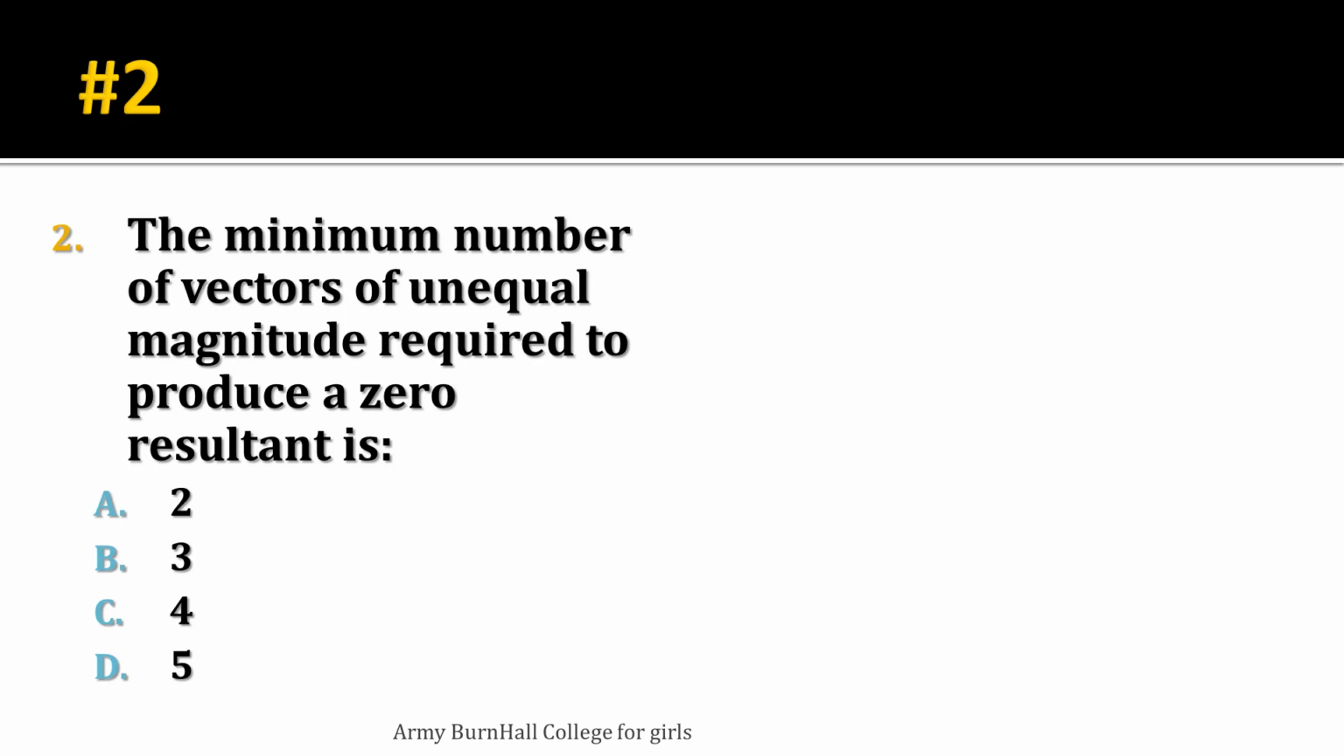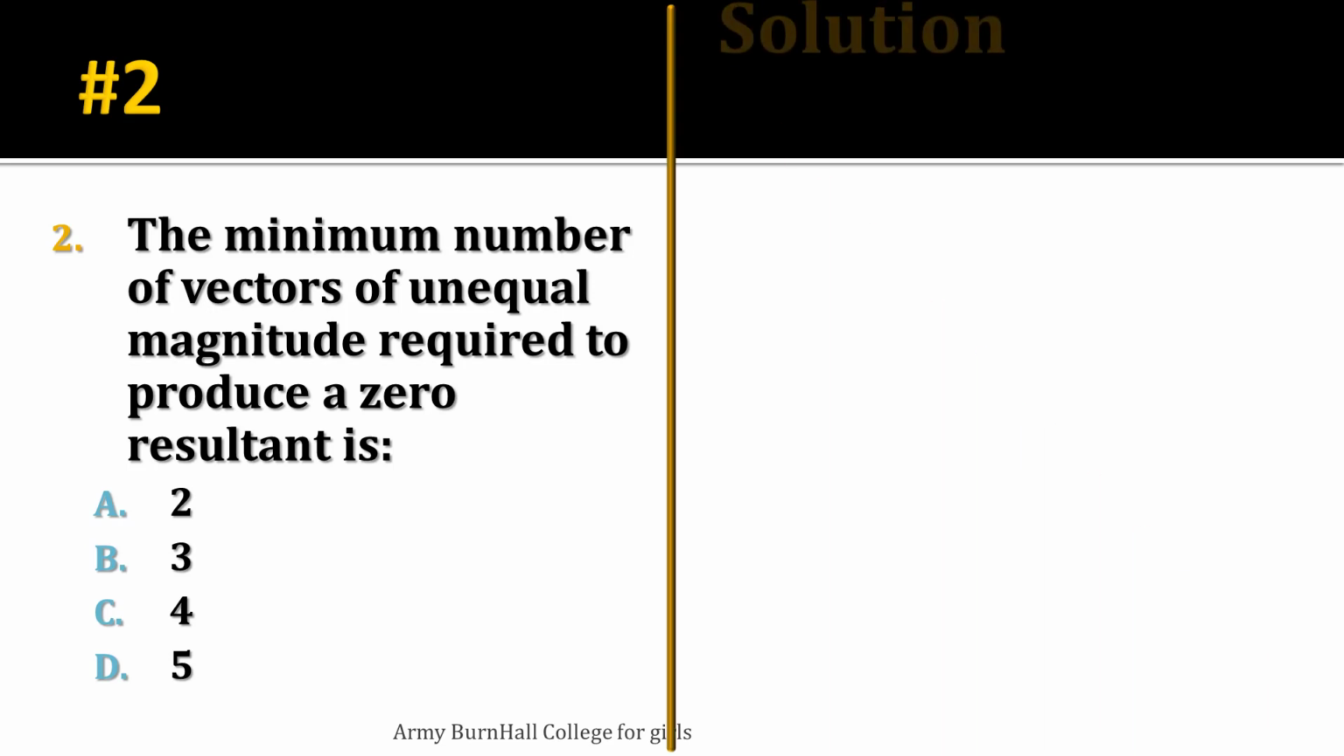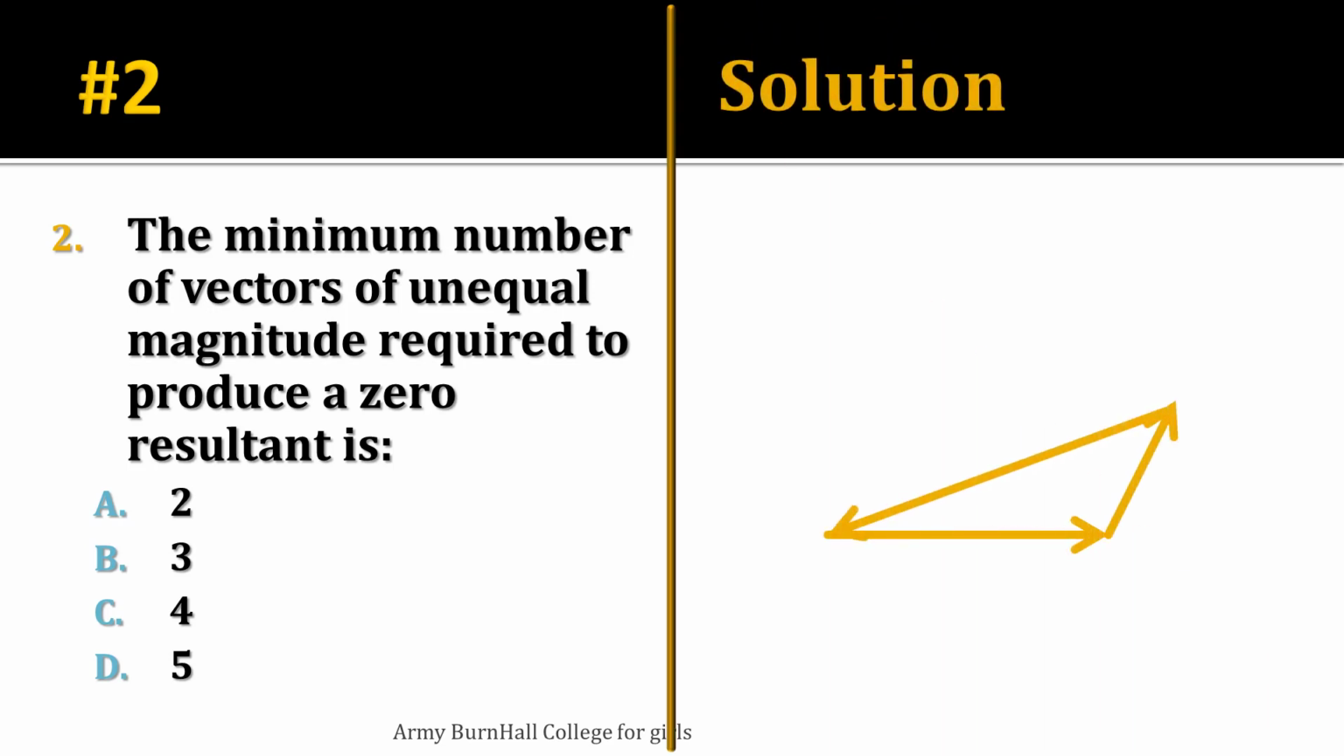Let's check out option B. If we are having three vectors of unequal magnitude, then you can see it is giving us a resultant 0. You can see these three vectors are forming a closed figure. Their resultant is a null vector, their resultant is 0. So we will say that the minimum number of vectors required to produce a zero resultant is 3.